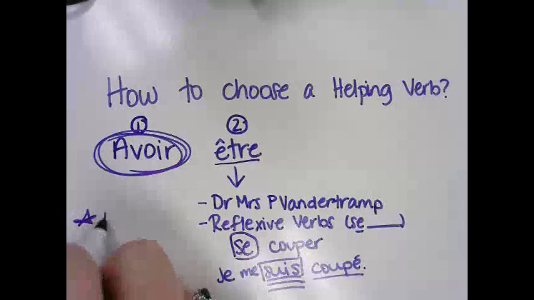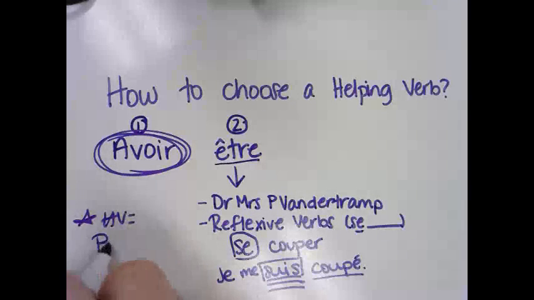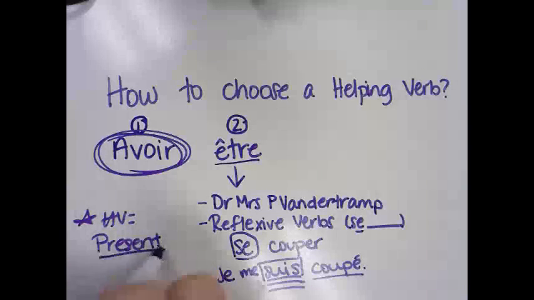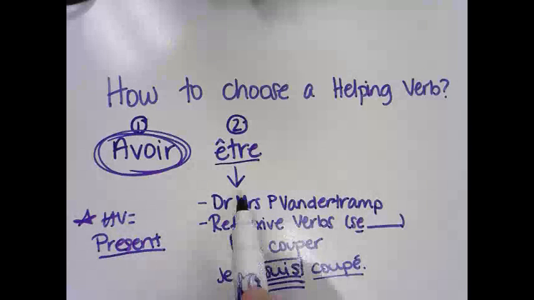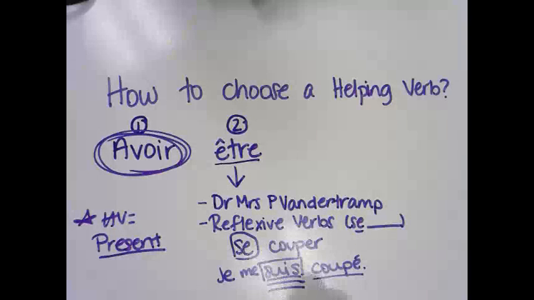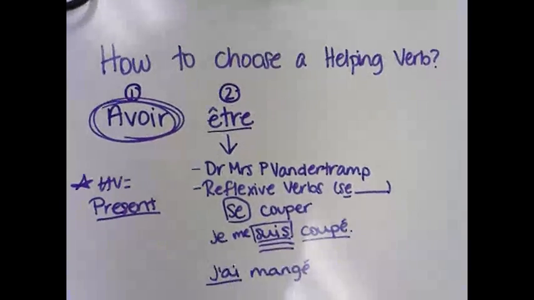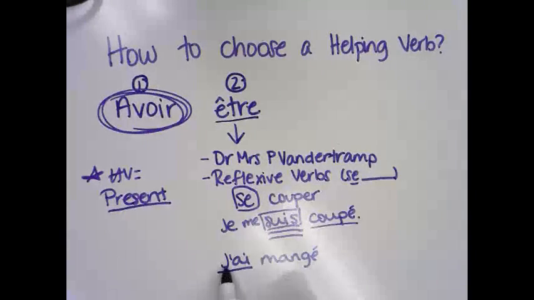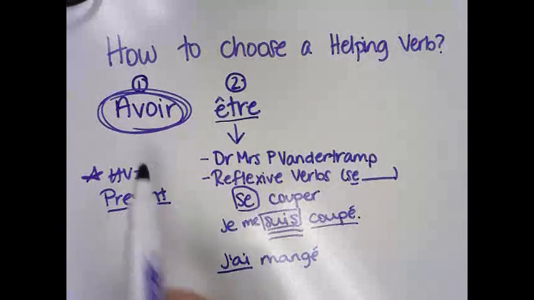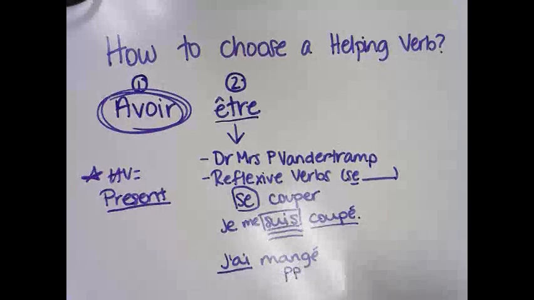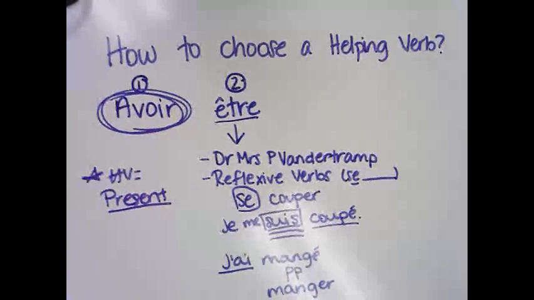Okay, one little note is that helping verbs, you're going to conjugate those in the present tense. So je suis is the present for être. If I said j'ai mangé, this j'ai, this avoir, is conjugated in the present tense for je. So, j'ai mangé, we've got the present tense of avoir, and then we've got our past participle for the verb manger, and that tells you what you've done in the past.